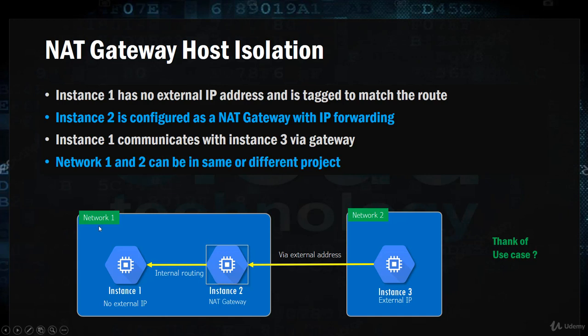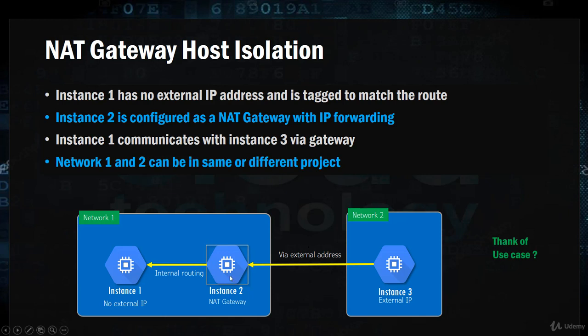Do you think of any use case here for this one? You guessed it right. So you can think of another VPC or network, or you can think of data center services. They want to get a connection to the cloud internal instance. That's where you can use the instance as a NAT gateway to isolate the traffic from the world, right? That's it for NAT instance.